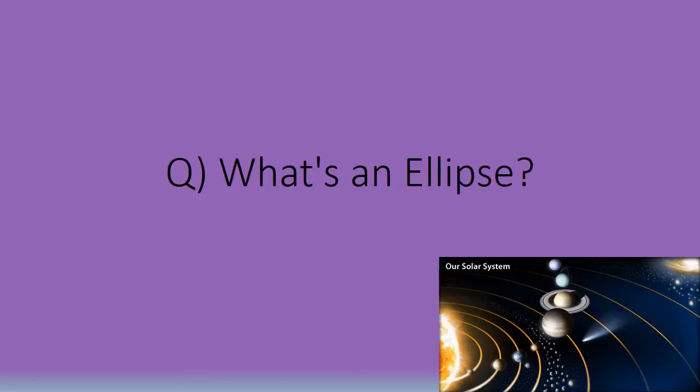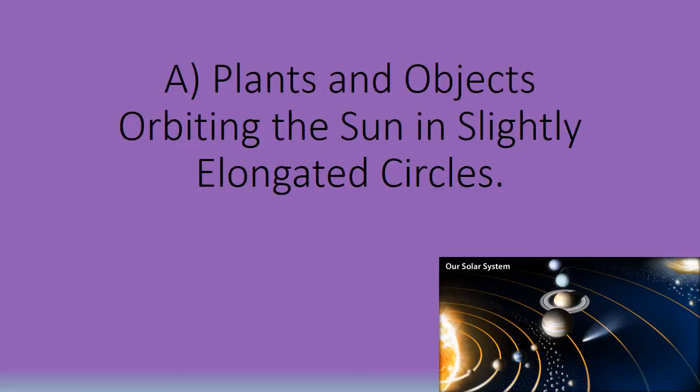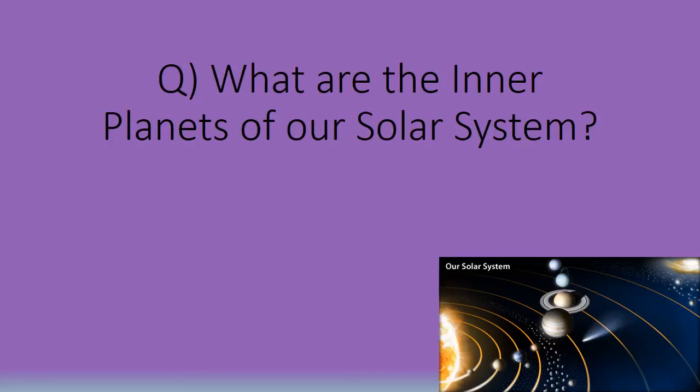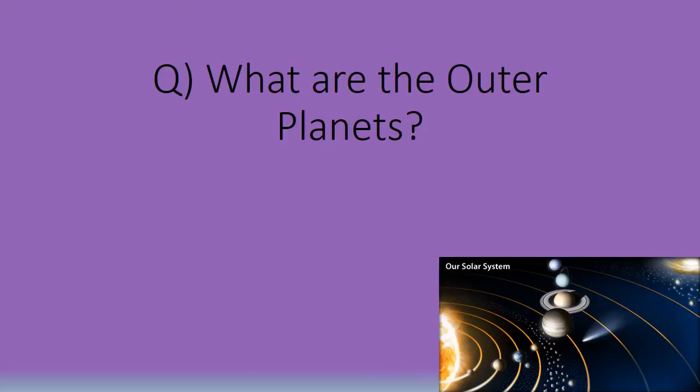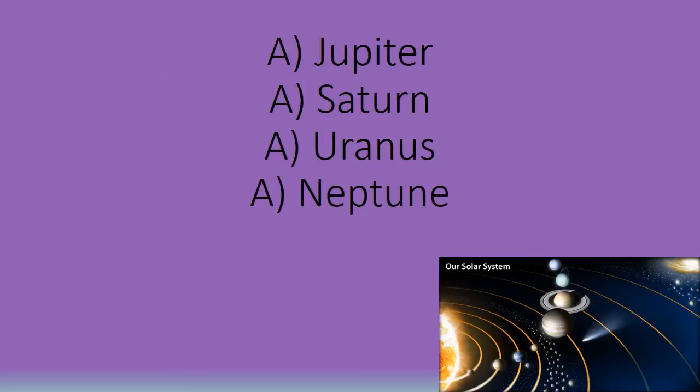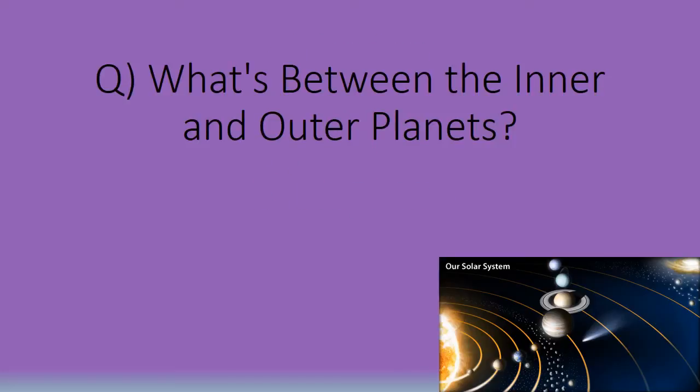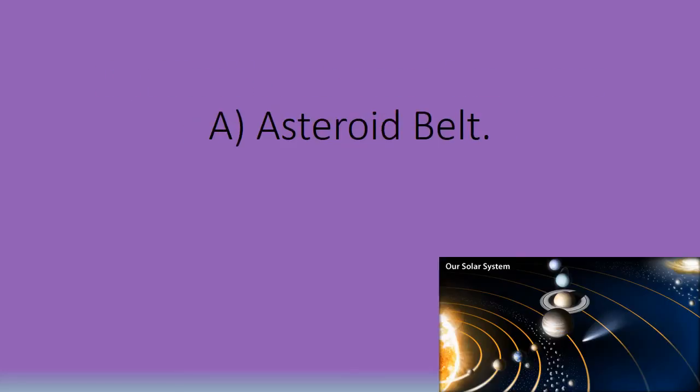The solar system. What's an ellipse? Planets and objects orbiting the Sun in slightly elongated circles. What are the inner planets in our own solar system? Mercury, Venus, Earth, and Mars. What are the outer planets? Jupiter, Saturn, Uranus, and Neptune. What's between the inner and outer planets? The Asteroid Belt.